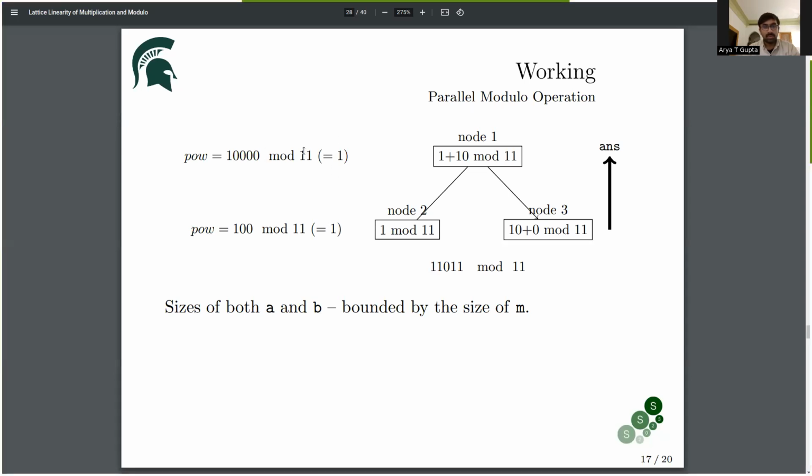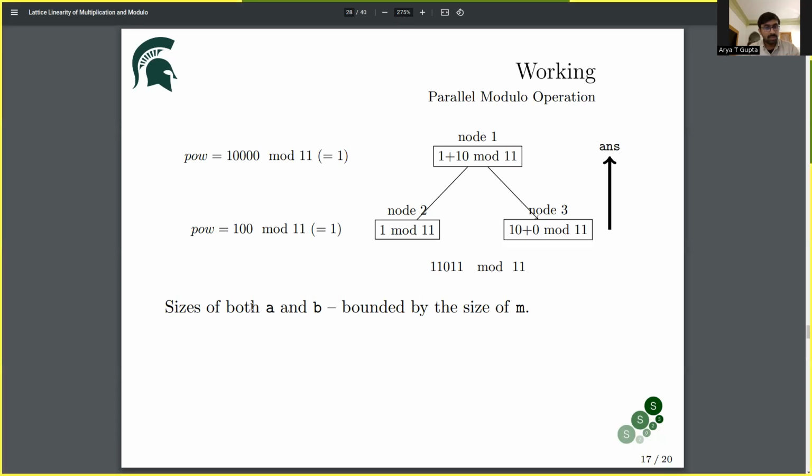Similarly, for node 1, the power is 1 followed by 4 zeros. It means that the answer variables of node 2 and node 3 are of 4 digits, but under mod 11. And these power variables are also kept under mod 11. So the answer from node 2, the left child, is multiplied with the power, and then it is added to the answer from the right child. And that's how we get the final answer.